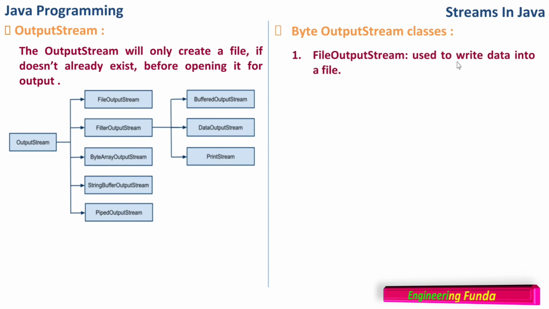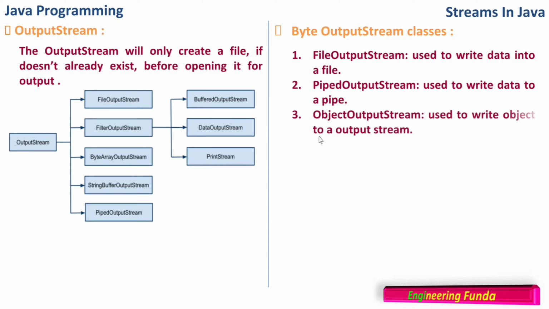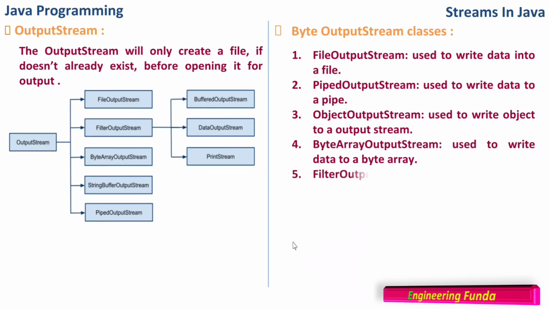File output stream is used to write data into a file. Just as file input stream is to read from a file, file output stream is to write to a file. Piped output stream is used to write data to a pipe. So here we have the continuous flow of data. Object output stream is used to write an object to an output stream. Then byte array output stream is to write data into a byte array so that you can send a bulk of data in the byte array.